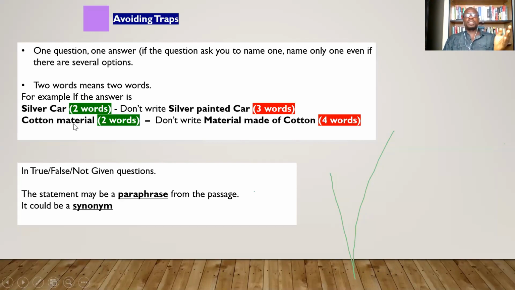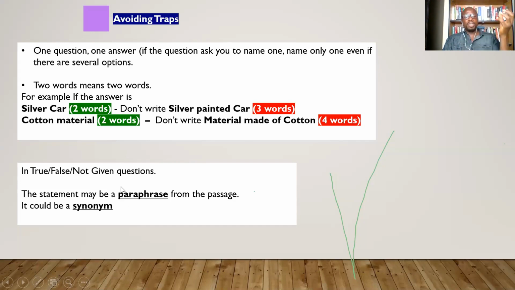If, for example, the instruction says two words and the answer is curtain material, don't write material made of curtains, because that will give you four words. Even though you are correct, curtain material and material made of curtains basically mean the same thing, follow the instruction, two words. Don't try to rephrase answers and thereby exceed the number of words that you're required to write for that question.